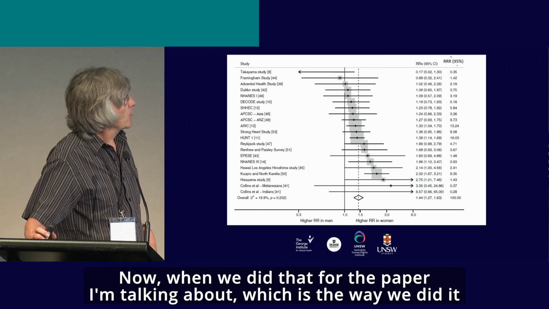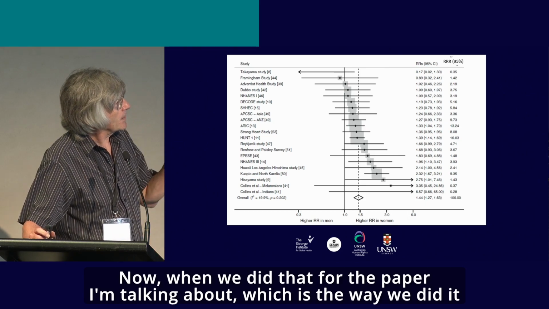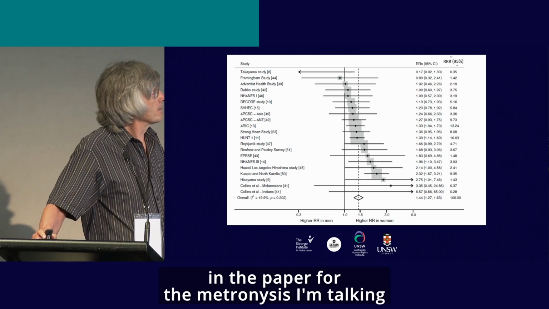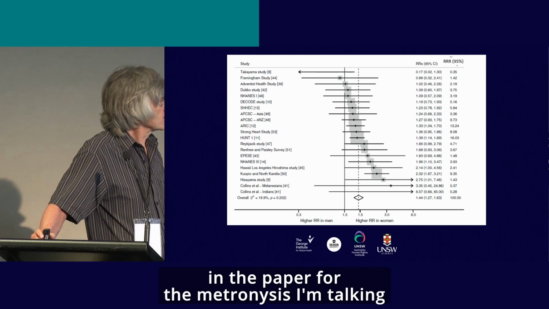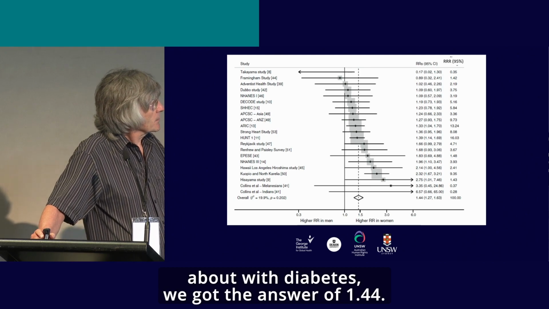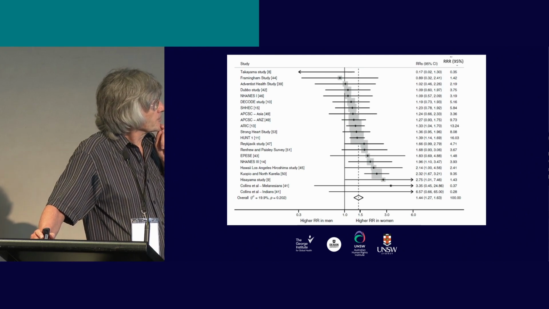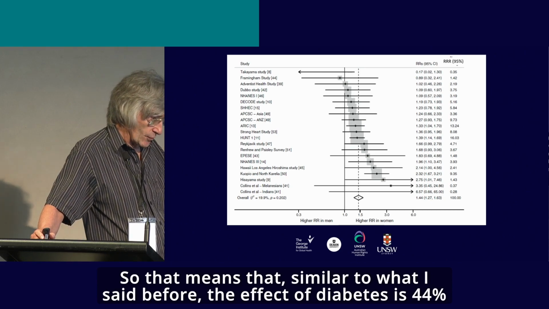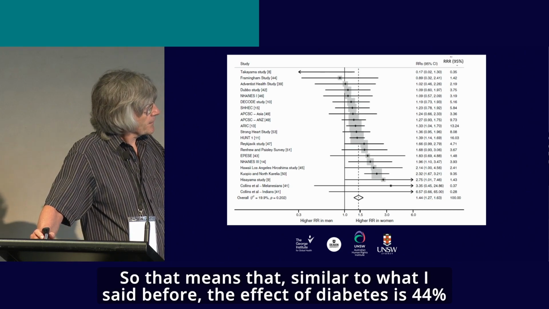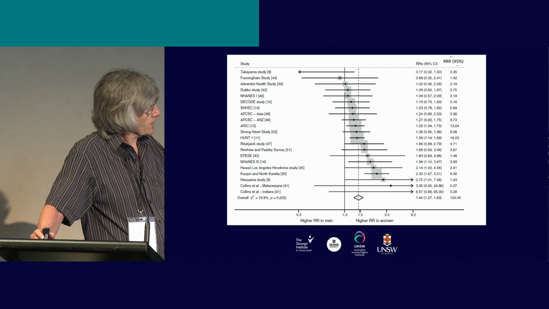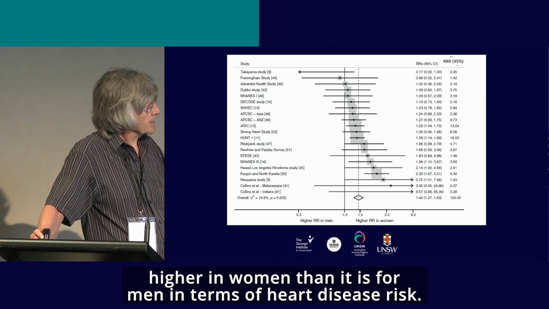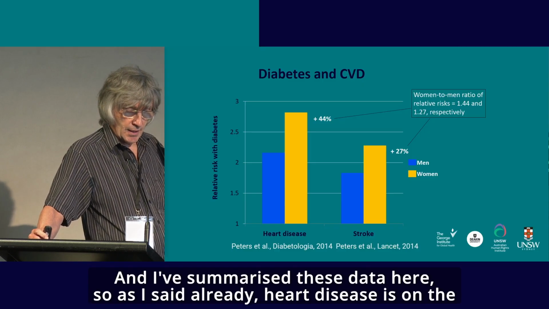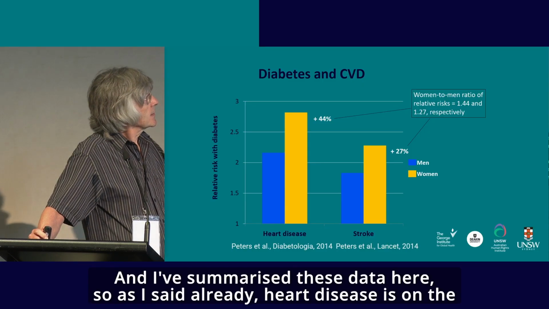Now, when we did that for the meta-analysis I'm talking about with diabetes, we got the answer of 1.44. So that means that, similar to what I said before, the effect of diabetes is 44% higher in women than it is for men in terms of heart disease risk. And I've summarized these data here.